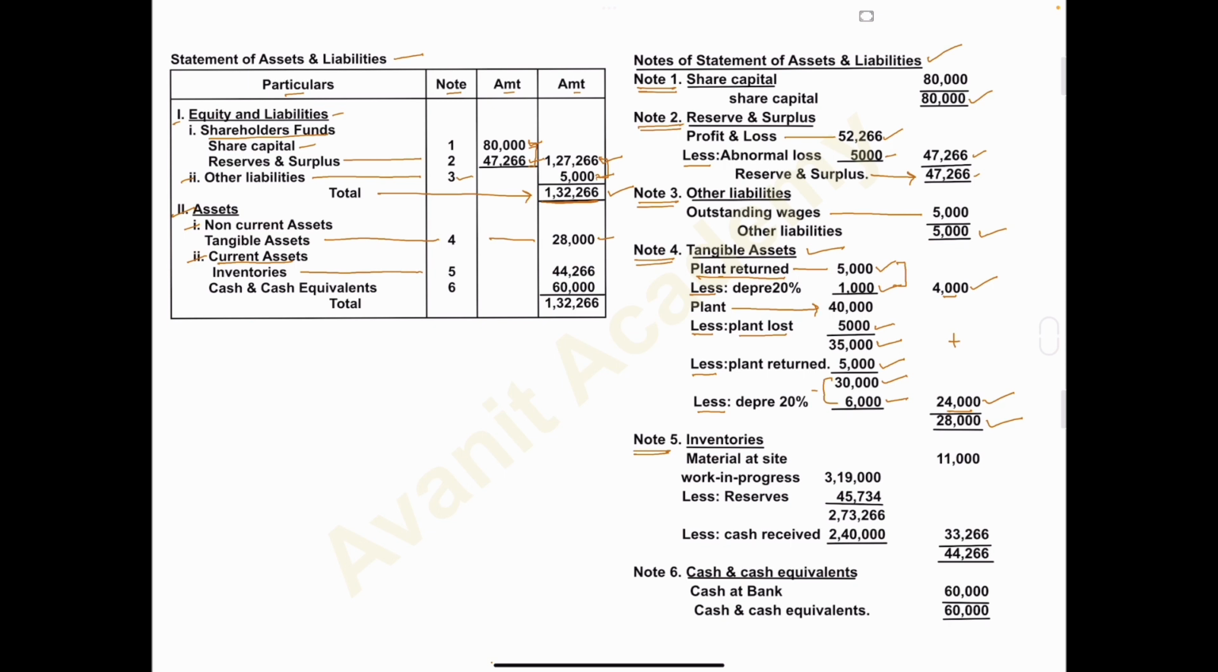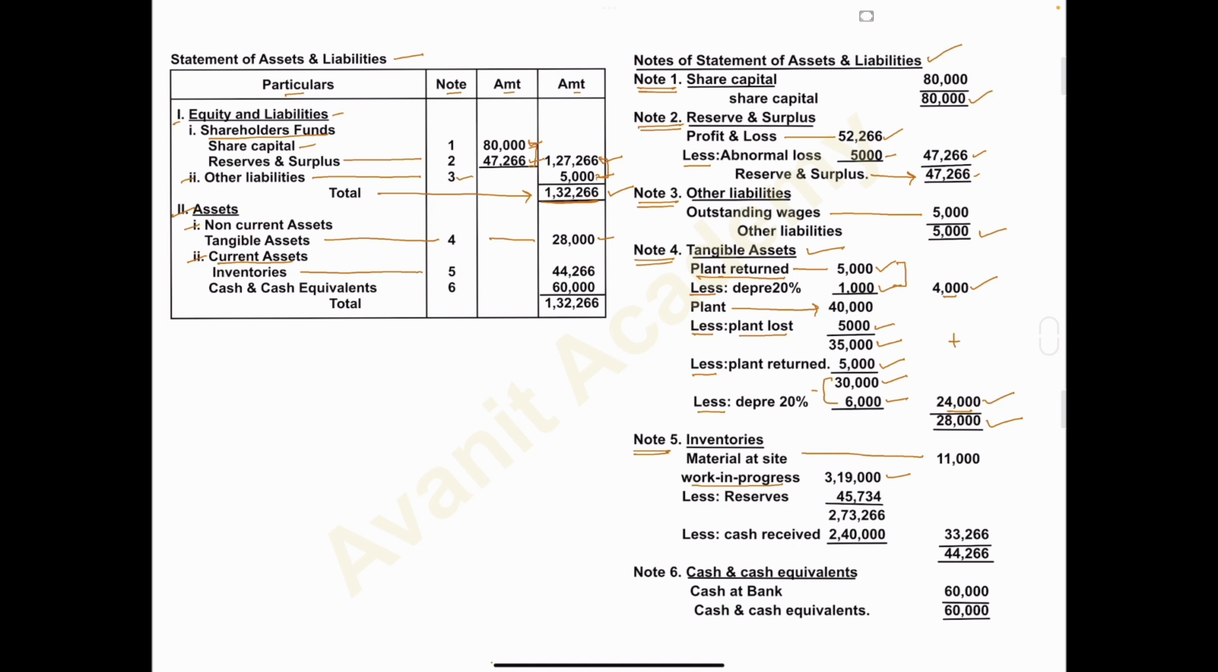See the note number 5, inventories, material at site. So the closing value of material is 11,000. You can refer the contract account. Next, work in progress. So in work in progress, the total amount of work in progress is 3,19,000. Correct? The total of work certified and work uncertified, total of these two is 3,19,000. That is work in progress.